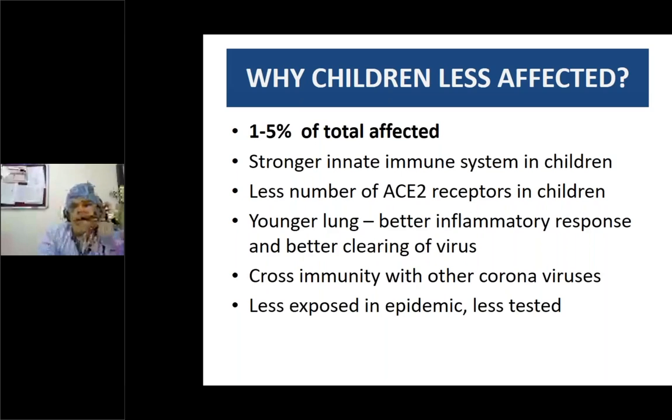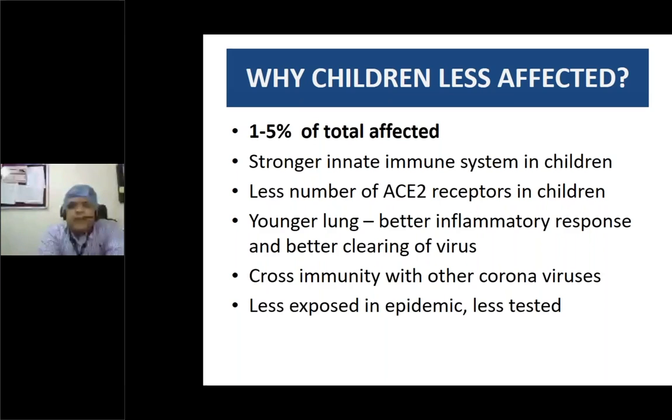Why are children pretty asymptomatic? The probable hypotheses are: 1, there is a stronger innate immune system in children. 2, as you all know, the COVID virus needs the ACE2 receptors to get attached to itself and create a problem.